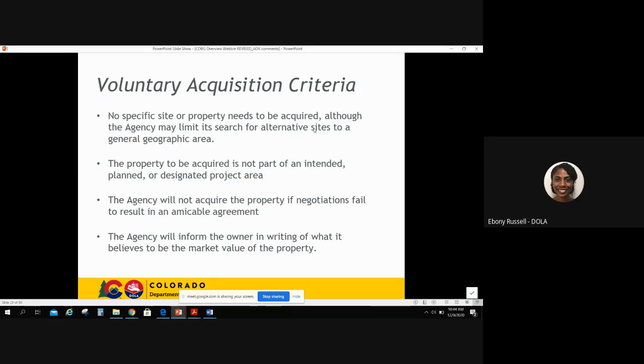So no specific site or property needs to be acquired. The property to be acquired is not a part of an intended or planned designated project area. The agency will not acquire the project if negotiations fail. And the agency will inform the owner in writing of what it believes to be the fair market value.